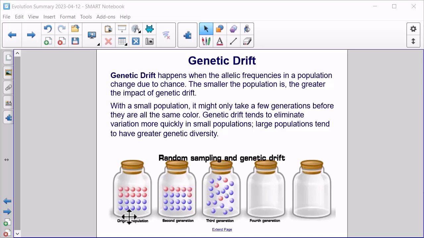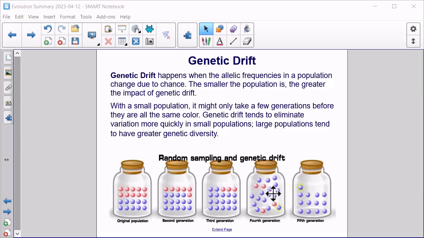As you see down here, we start with an even split in the original population between red and blue, and over the generations you can see the drift more and more towards blue color. Genetic drift tends to eliminate variation more quickly in small populations. Large populations tend to have greater genetic diversity. So in this small population, it takes 5 generations to get to a population that is entirely blue.